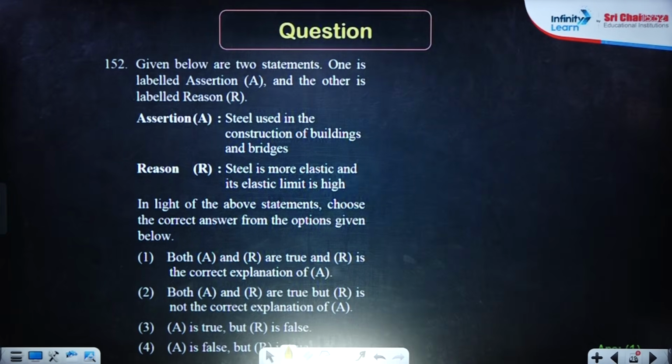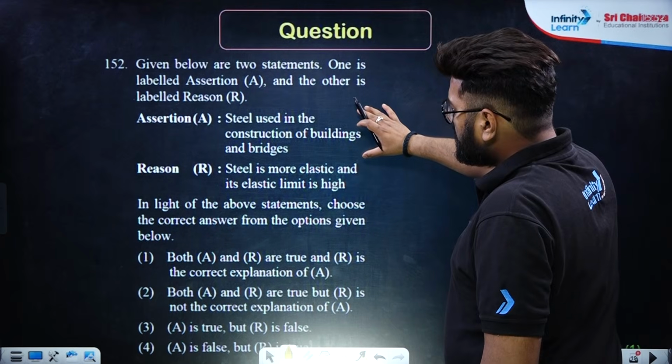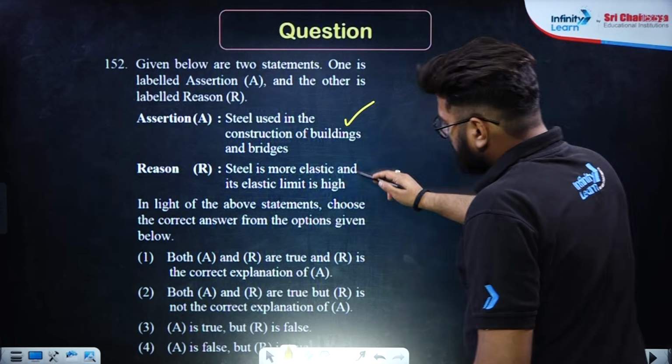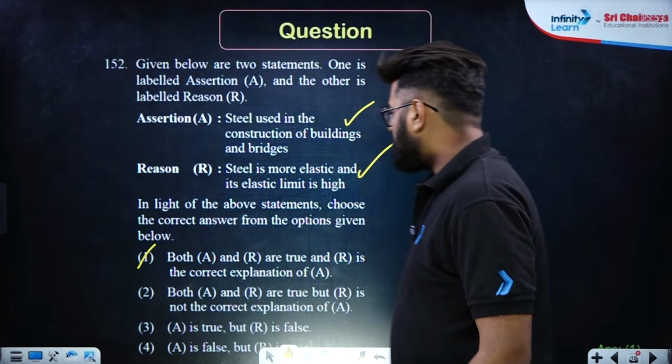Given below are two statements, one is labeled assertion A and the other is reason R. Steel used in construction of buildings, obviously it is right. Steel is more elastic and it's absolutely correct. 1 is the right answer.